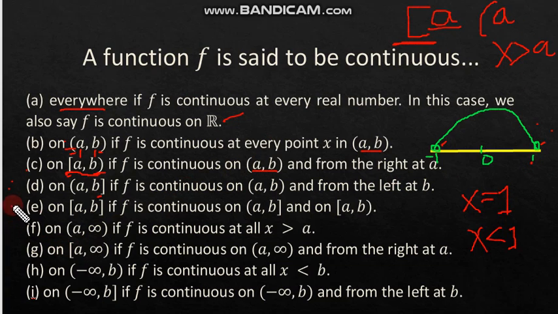Okay, for letter E, we will start from a square bracket a and end at a square bracket b. So it means we will really start from x equal to a and end at x equal to b. So for this example, since a is undefined and b is undefined, our interval is discontinuous.